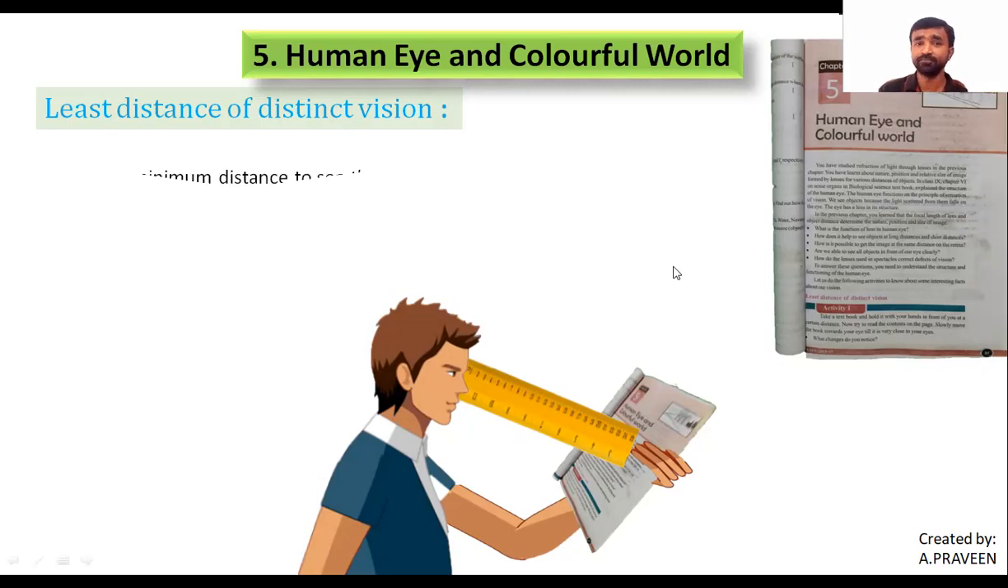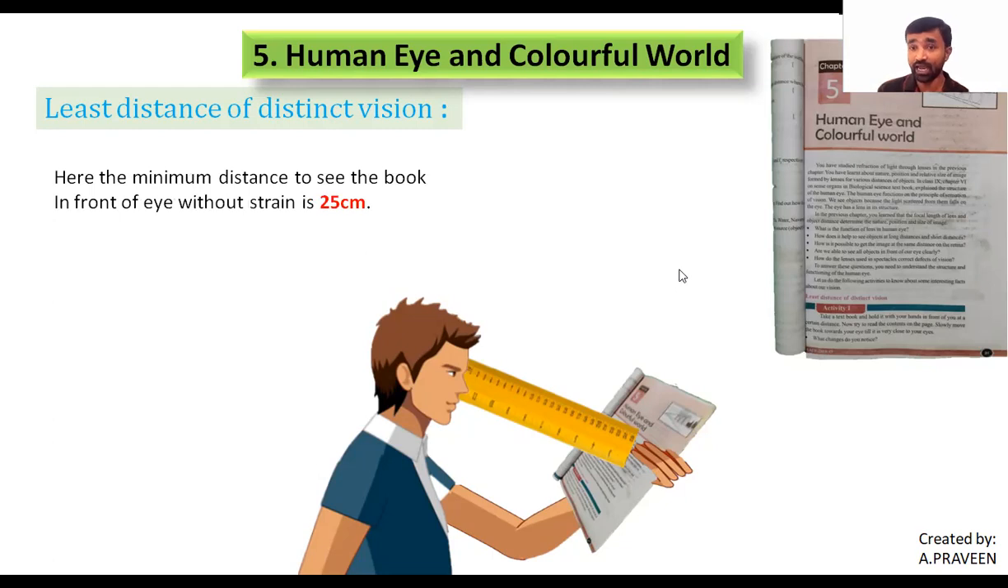So without any strain, I am observing the text at a distance in front of me of 25 centimeters. So here it is the minimum distance. That minimum distance is called the least distance of distinct vision. The least distance of distinct vision is the minimum distance at which to observe an object clearly without any strain. That minimum distance in front of our eyes is taken as 25 centimeters.